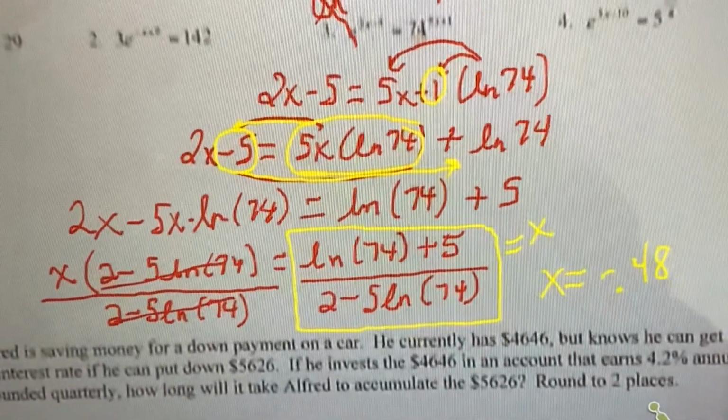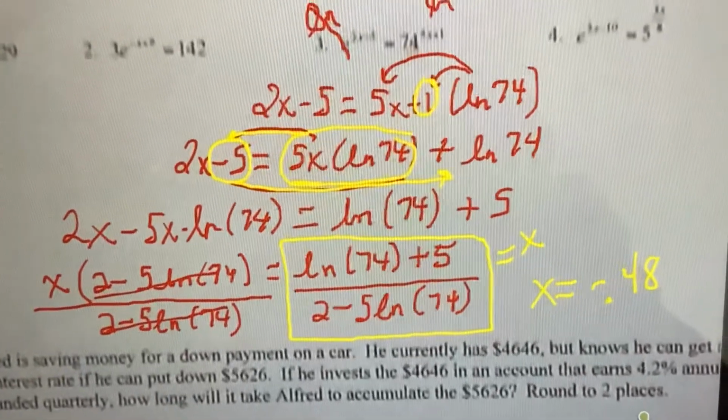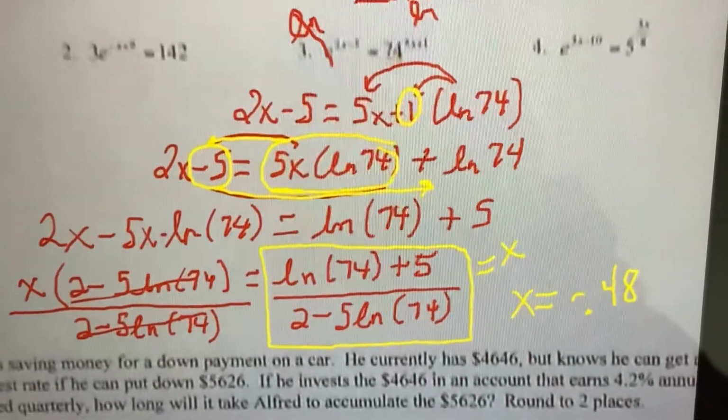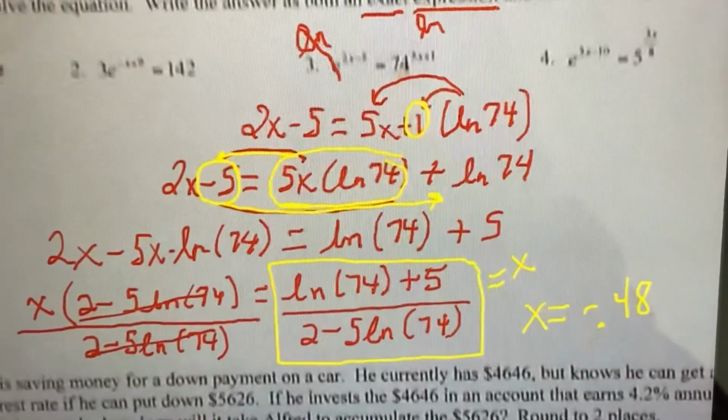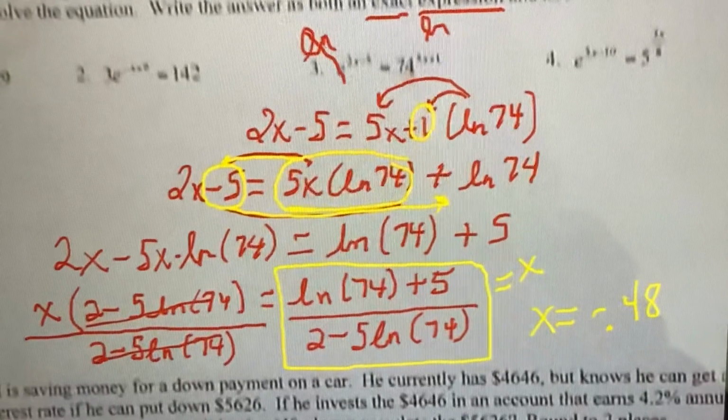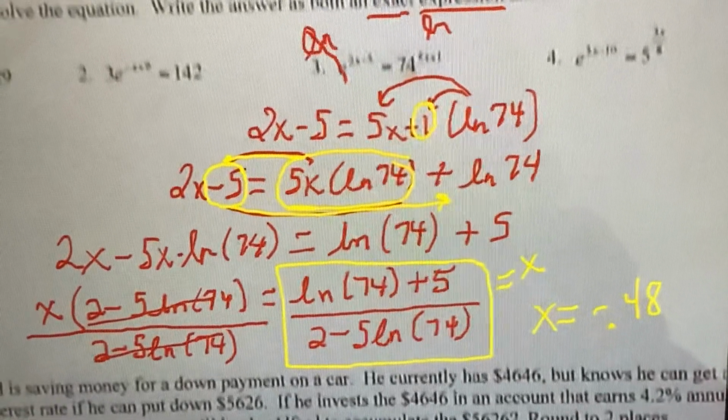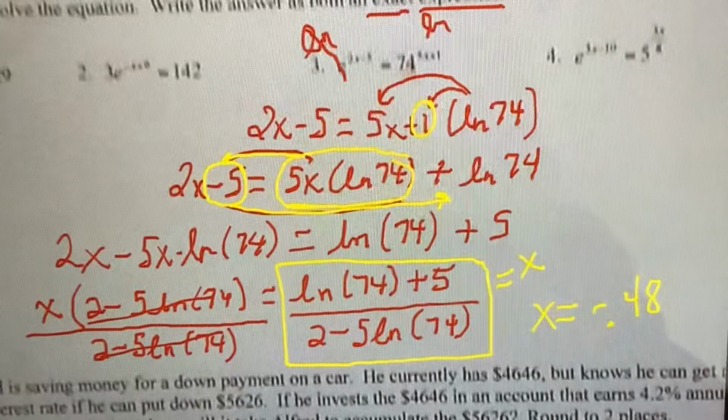A little overwhelming, but again, after you do 2 or 3 of them, they're very similar. So get your x's on the left, get everything else on the right, factor out an x, and then divide by what you don't need.